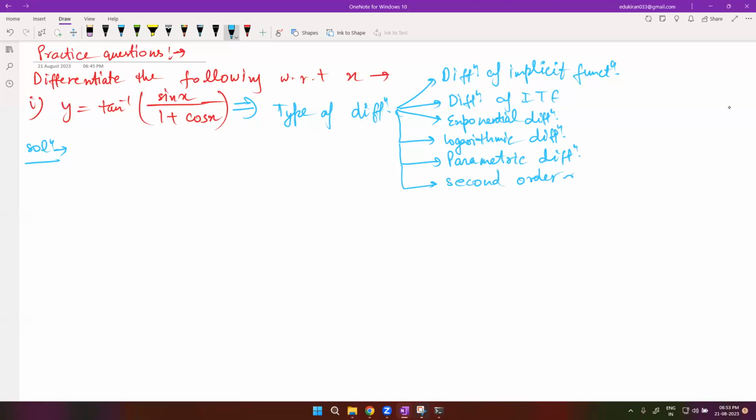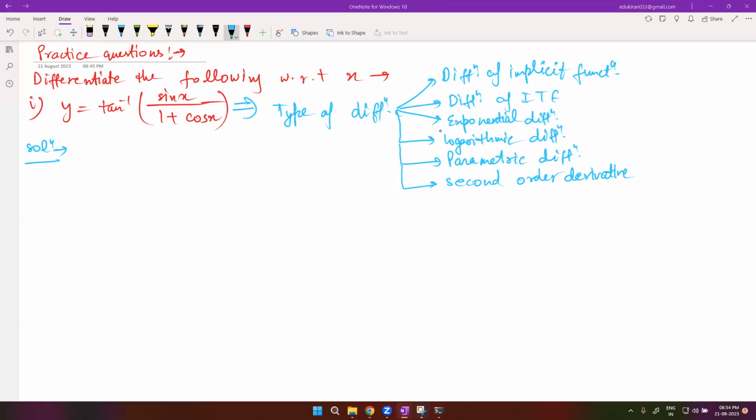So first of all, you need to understand which category the given differentiation is falling into, so that you can subsequently apply the right rule or the methods you have understood. So which kind of differentiation is it? Tan inverse sin x upon 1 plus cos x. ITF, right?